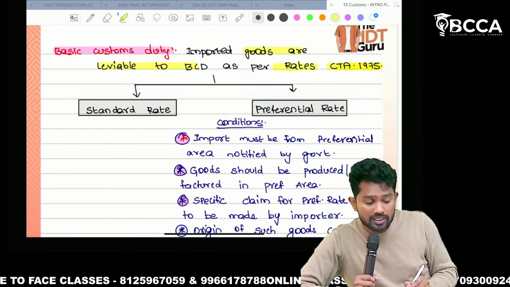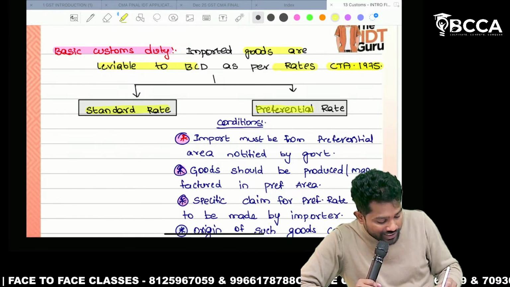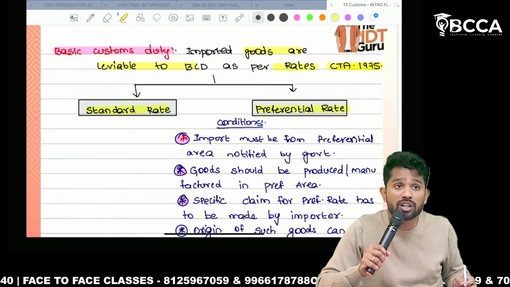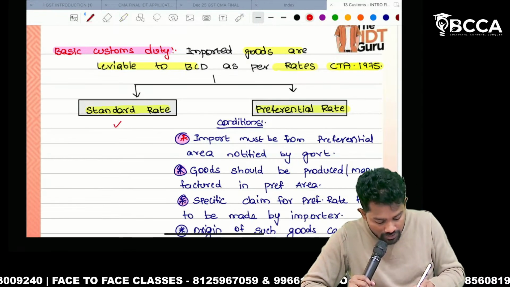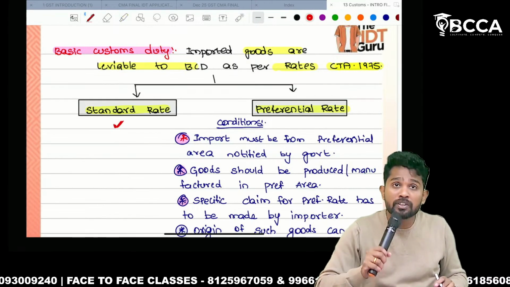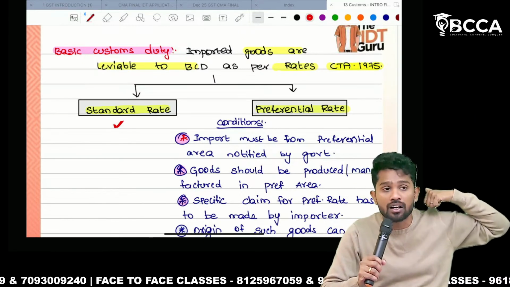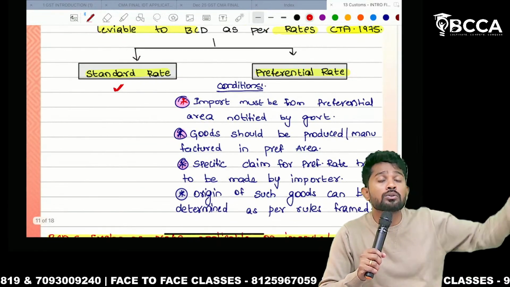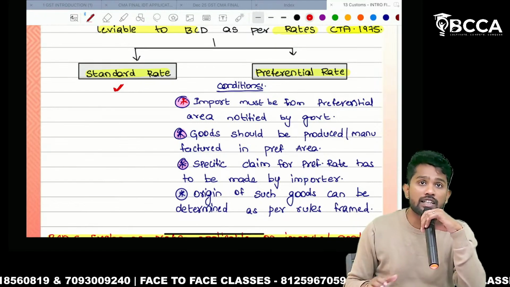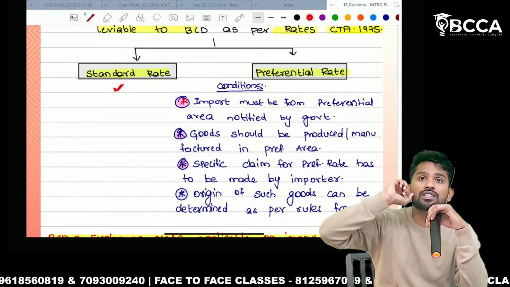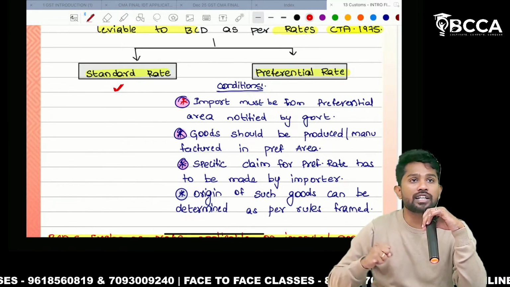As I said previously also, the customs duty rates are of two types. One is standard rate, the other one is preferential rate. Standard rate is applicable in the normal cases, whereas preferential rate is applicable when the goods are coming from a preferential area. To give applicability to preferential rate, these four conditions have to be satisfied. Only if these four conditions are satisfied, then preferential rate is applicable.